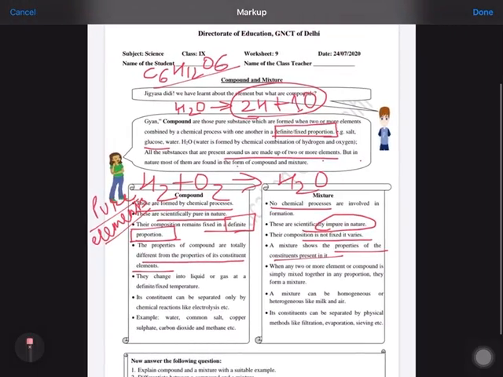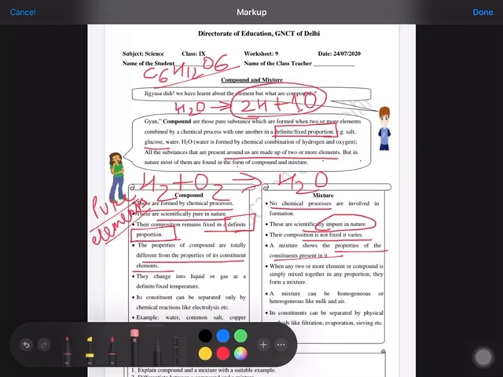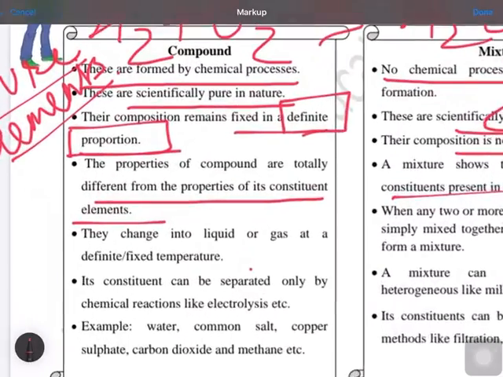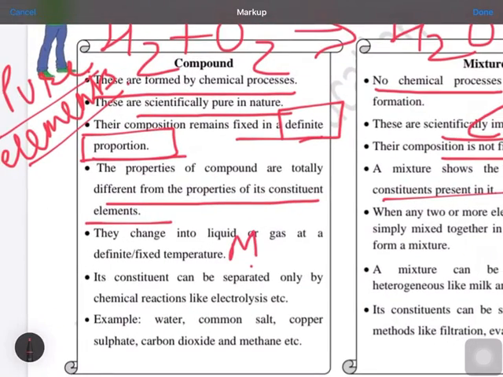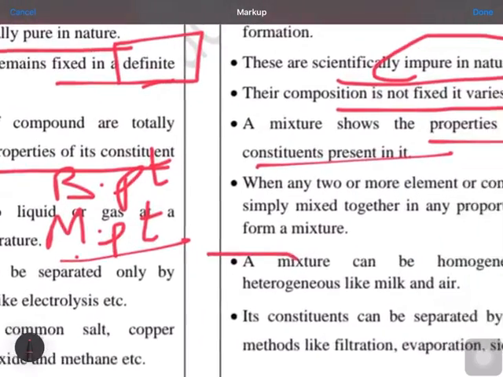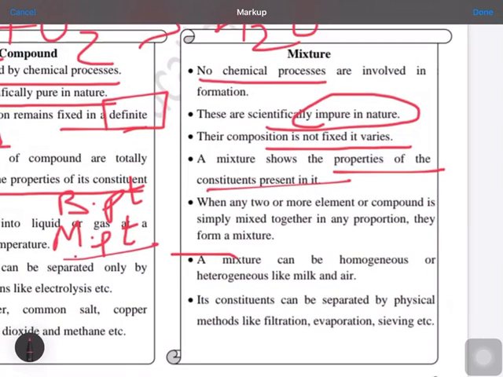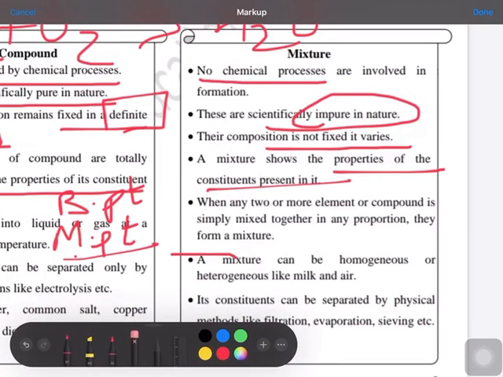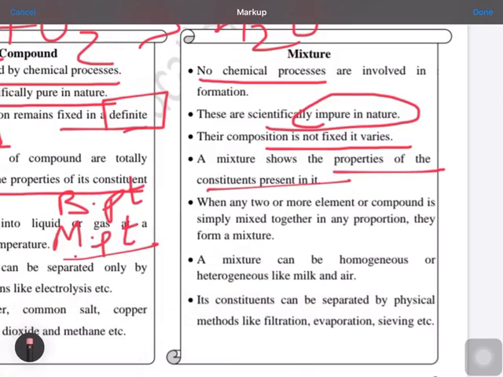Next is the change into liquid or gas at a definite temperature. That means we can say that in case of compounds, the melting point and boiling point of the particular compound is fixed. But in case of mixture, the elements or compounds are mixed in very different proportions, so we cannot say what will be their melting and boiling point.